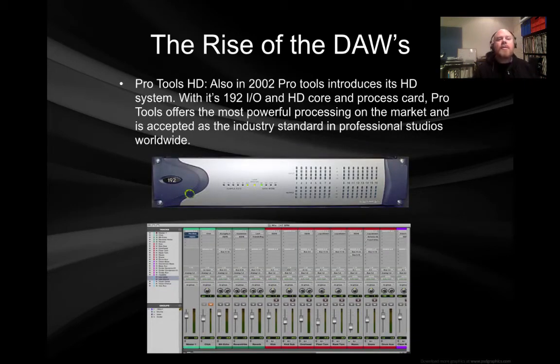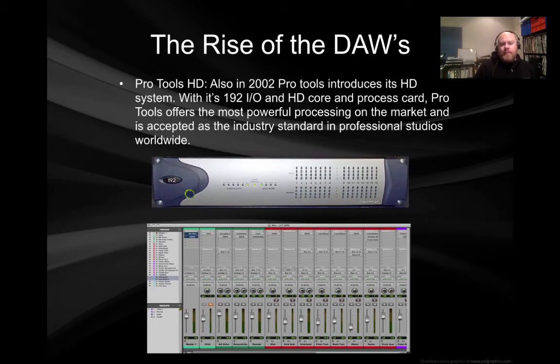Pro Tools, on the other hand, really did have the audio world in its grasp. Pro Tools HD was also released in 2002, and it had a 192K in and out and an HD core and processing card. Pro Tools offered the most powerful processing on the market and was accepted as the industry standard in professional studios worldwide. So this was a really powerful step for Pro Tools.